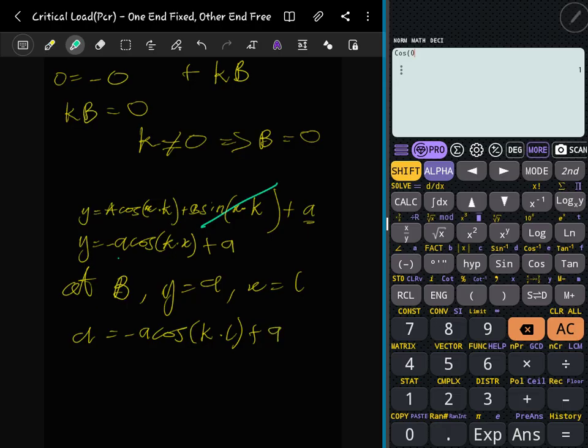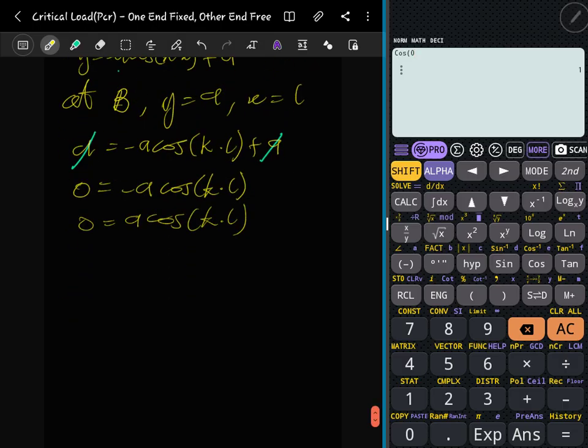What this means is that this takes care of this, so we end up getting 0 is equal to minus e cos KL. And because of the function cos, we can say this 0 here is equal to e cos of KL. But then clearly A cannot be equal to 0, so A is not 0. So we can clearly see that our cos of KL is equal to 0.